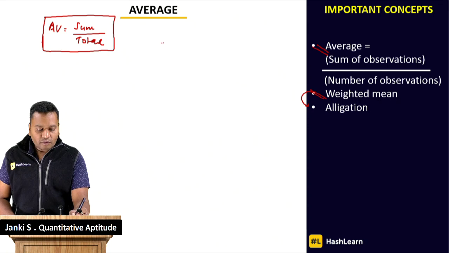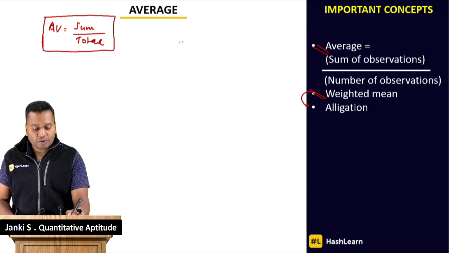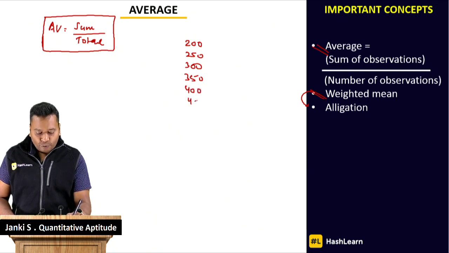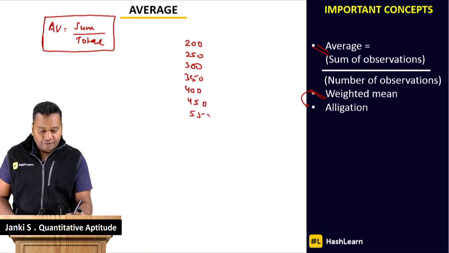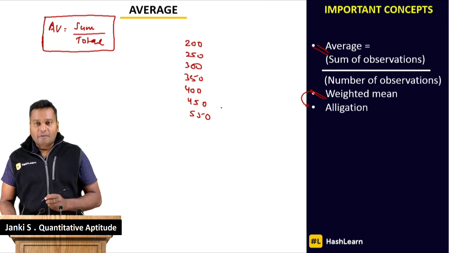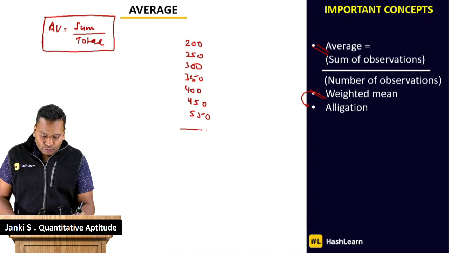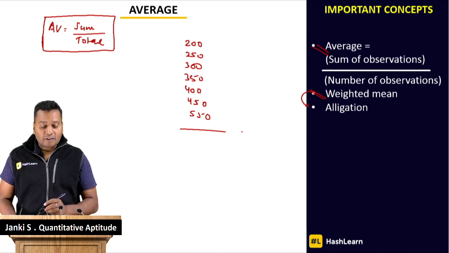Suppose I have some numbers, कुछ numbers मैं आपको देता हूँ. The numbers are nothing but 200, then 250, 300, 350, 400, 450 and 550. Suppose I want to find out the average of the given values. अब normal process क्या है? We'll add up all the values. That's the first condition here. So let's add all the values here.